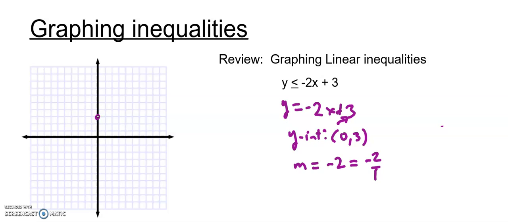And now I need a second point. Well, the slope tells me to go down 2 and right 1. And I can repeat that if I want. Or I could go up 2 and left 1. And you just connect these points with your line.